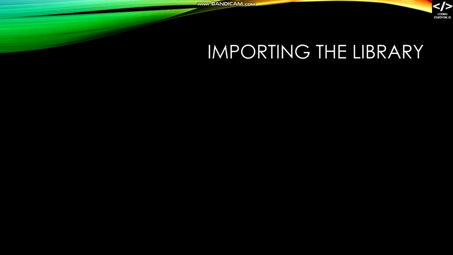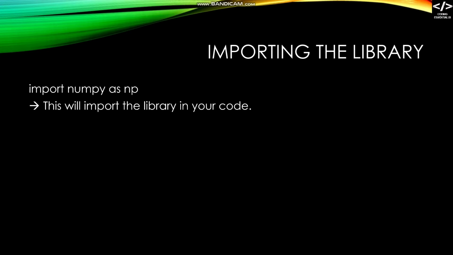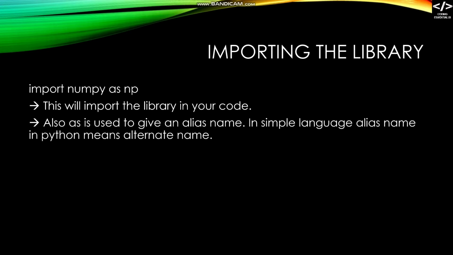To import the library, write import numpy as np. This statement should be written at the top of your code every time. It will import the library in your code, and the as keyword is used to give an alias name. In simple language, alias name in Python means alternate name. So I can call it as numpy or as np, both. So this was all about installing.